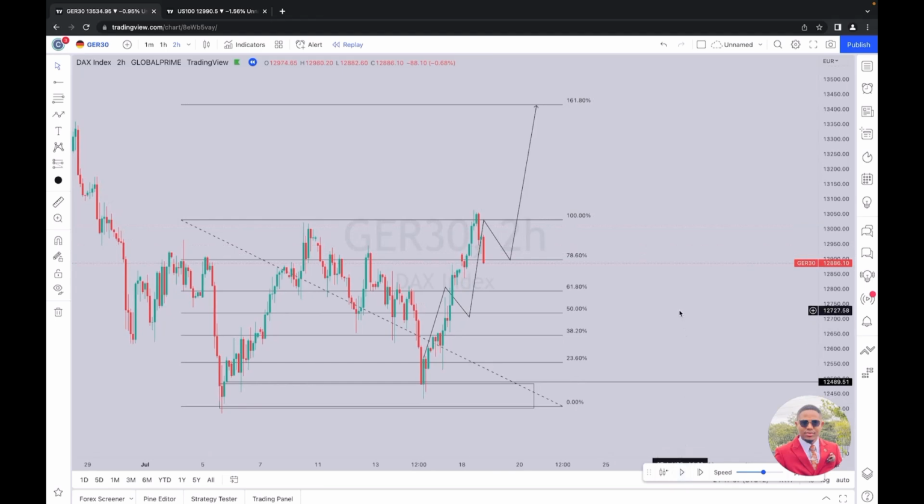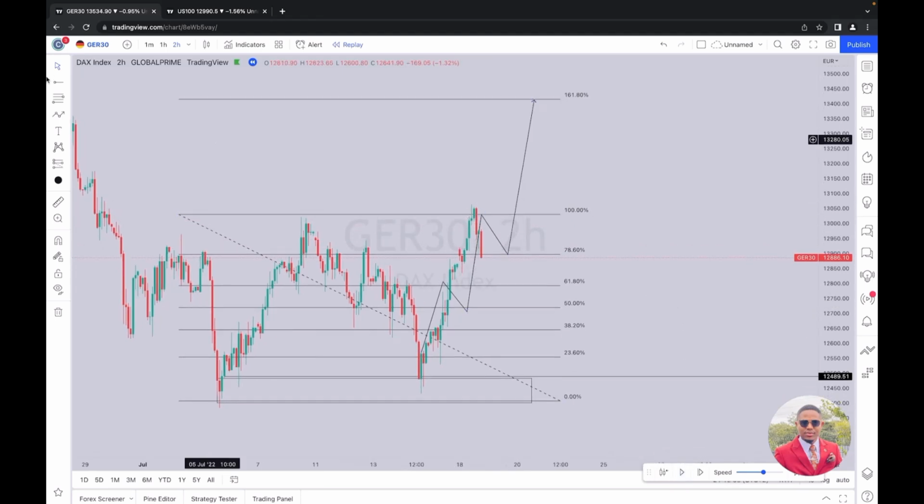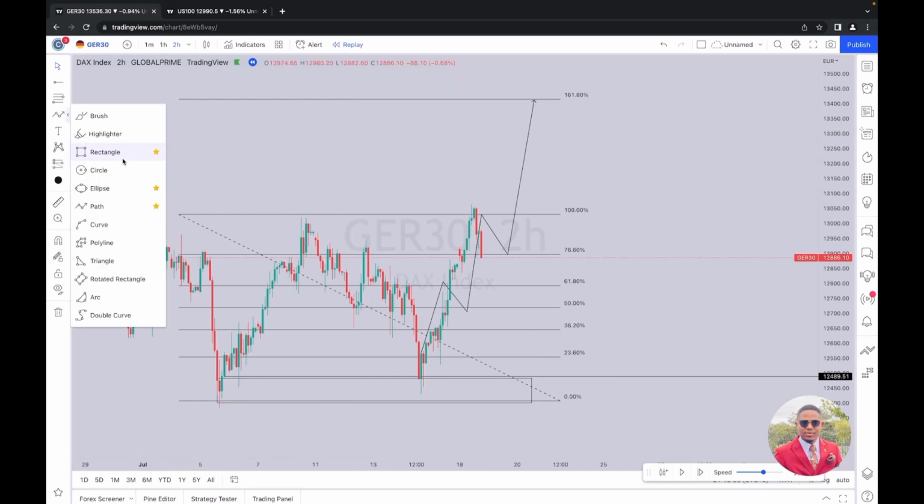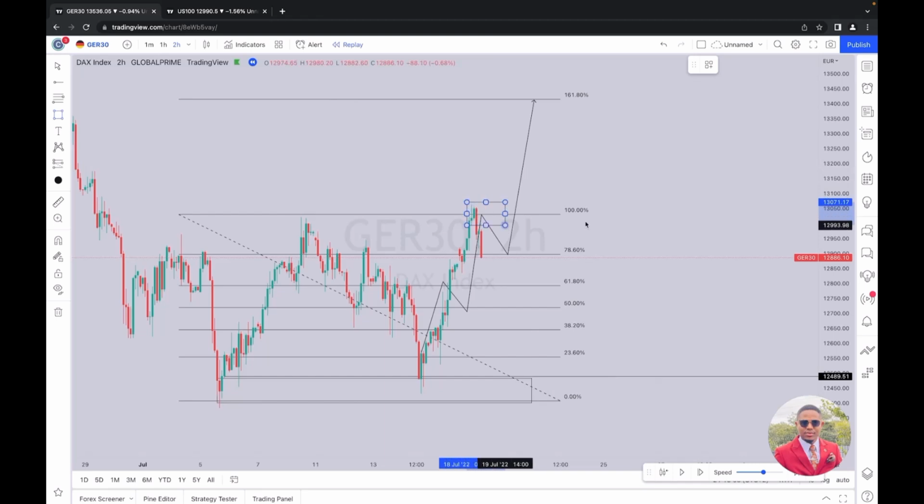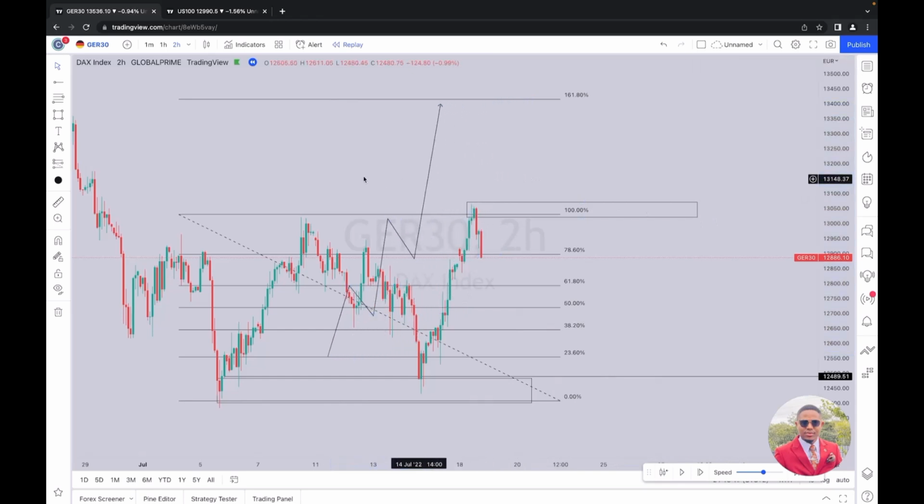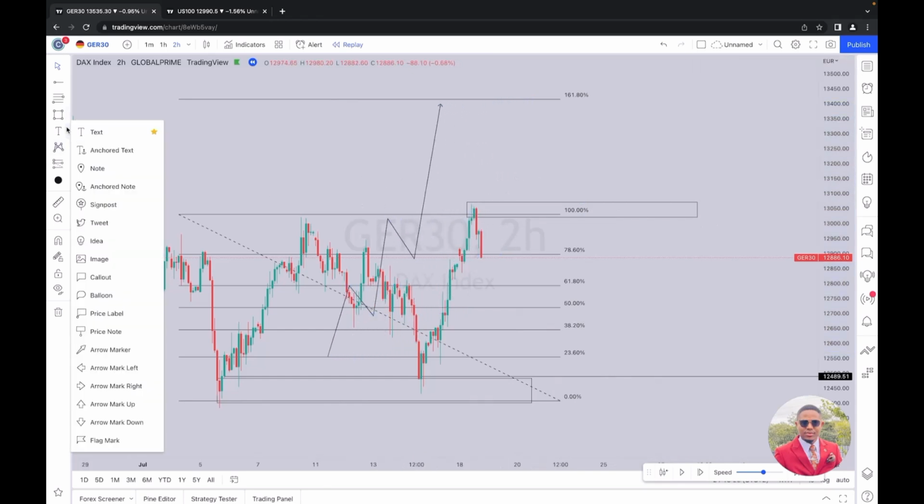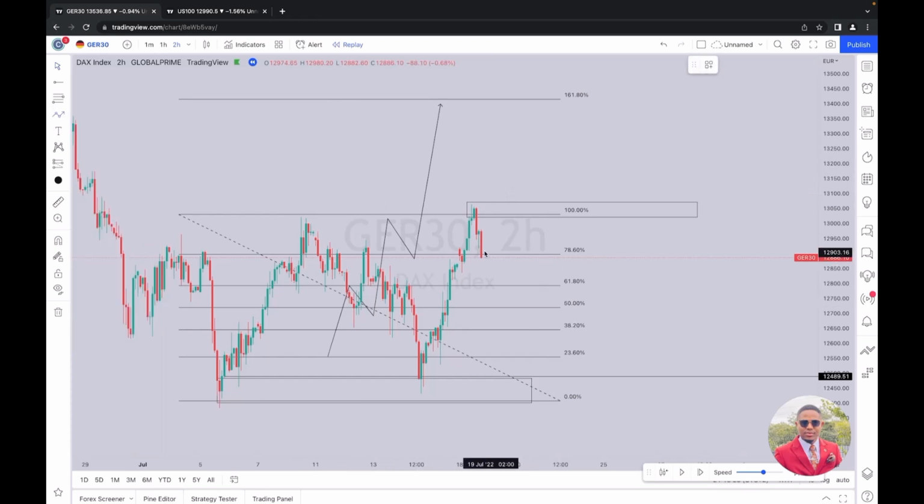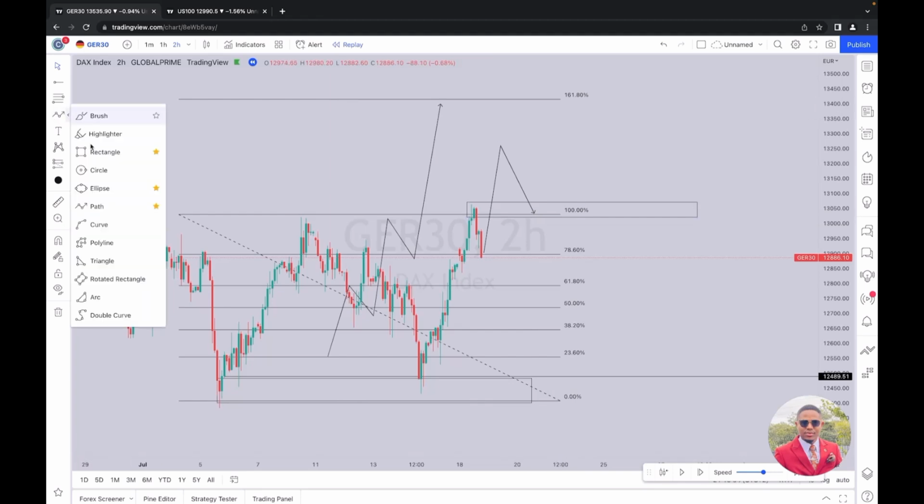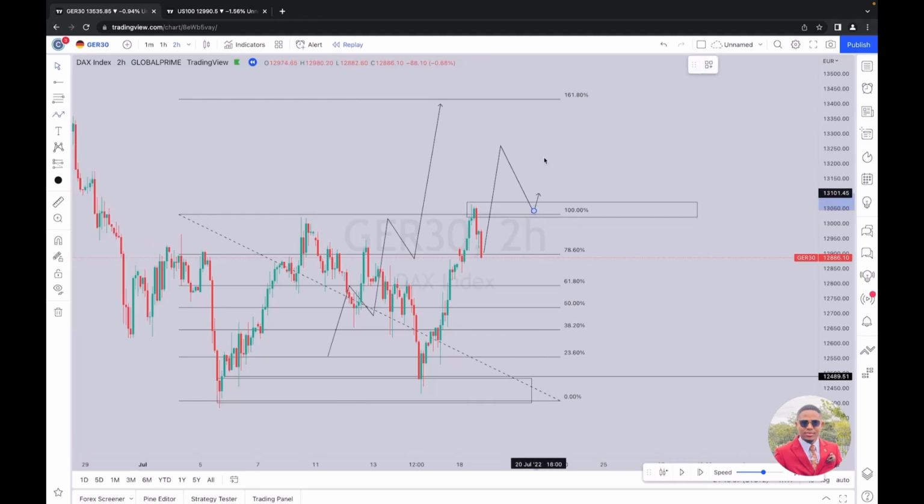When it does something like this on 100, you are going to draw another structure here on 100. After drawing that structure, it's going to come here and break the 100. When it breaks the 100, it always comes here. So you can add another trade here. After adding another trade on structure here, price is going to go to 161.